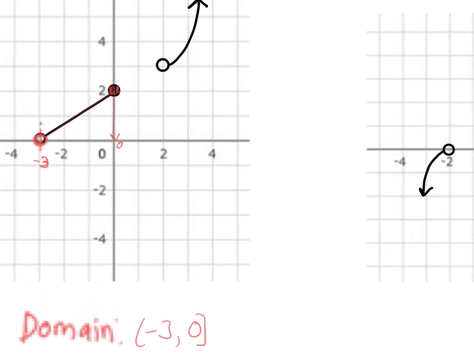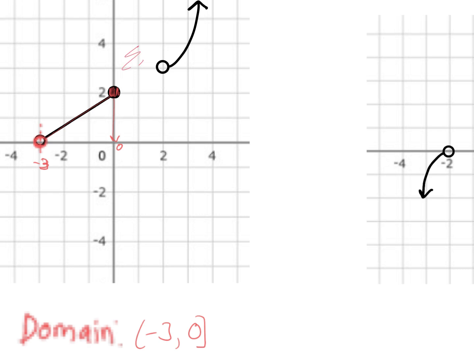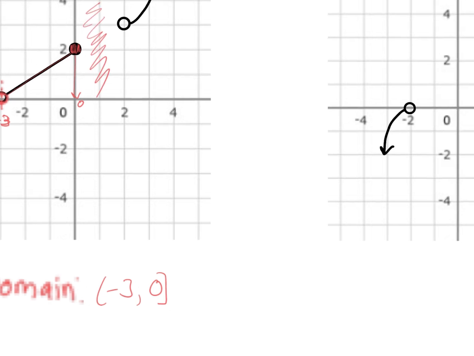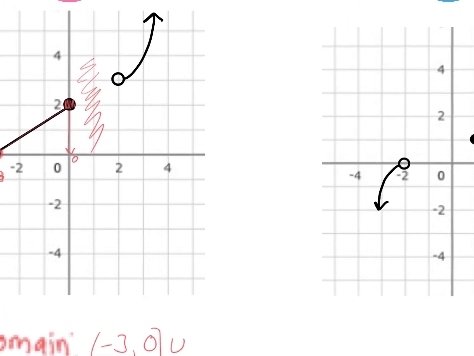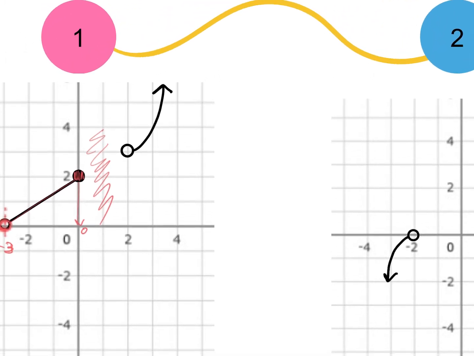All right, and then we see a little gap, right? So there's a little gap right here. To represent a gap, we would write a union, right? Because we're going to have another interval. All right, so there's a gap, I'm going to write a union. And then we start again at this open circle right here.